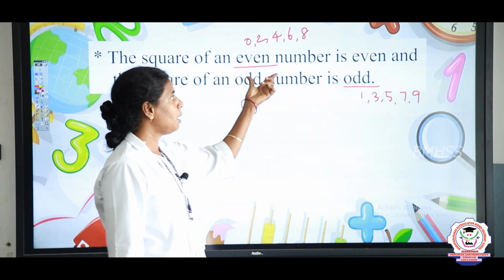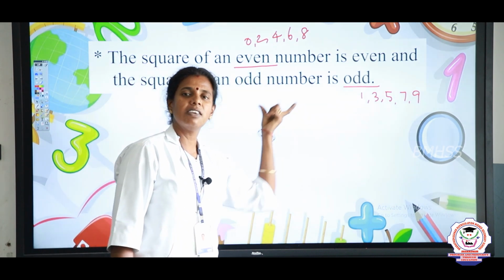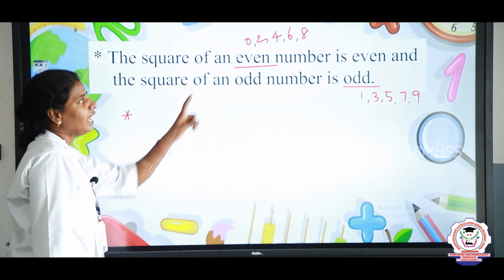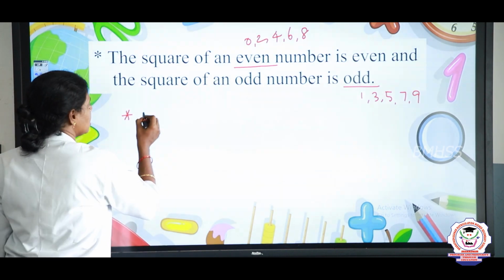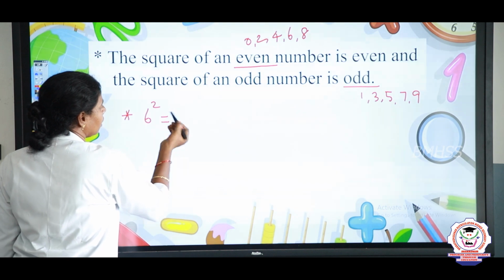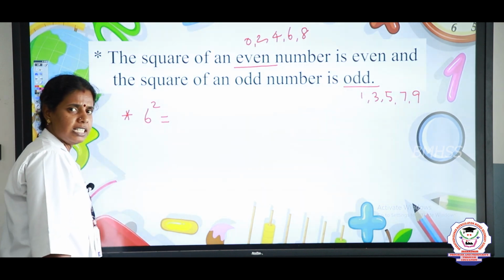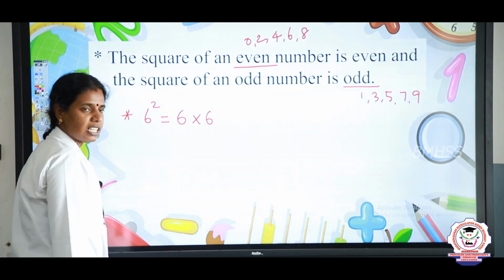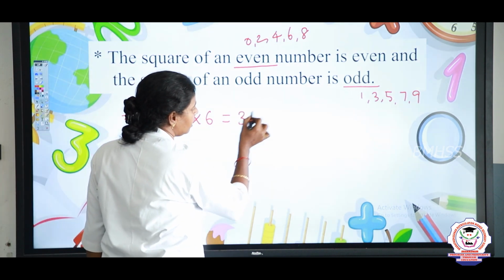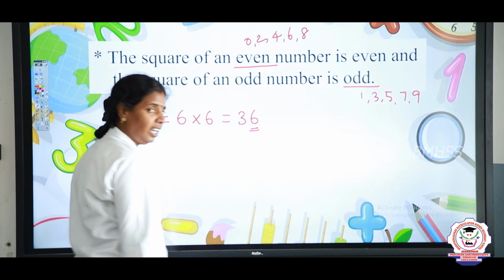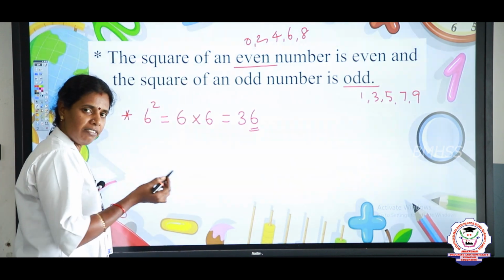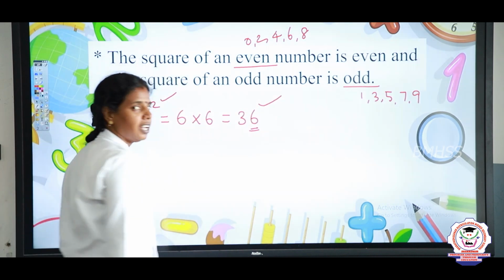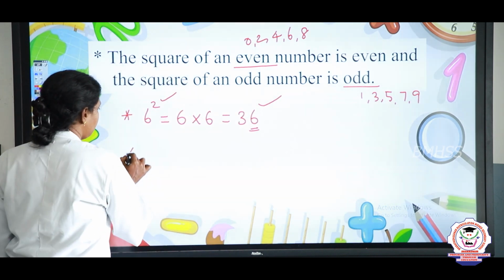So, using these even numbers and odd numbers, we will see examples to square them. First we will take an even number, which is 6 square. If I square 6, what will be the answer? 6 into 6. What is 6 6s? 6 6s are 36. The number ends by 6, which is an even number, right. So the square of an even number is always even.